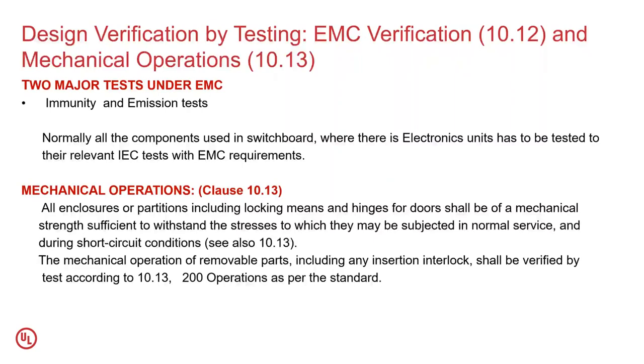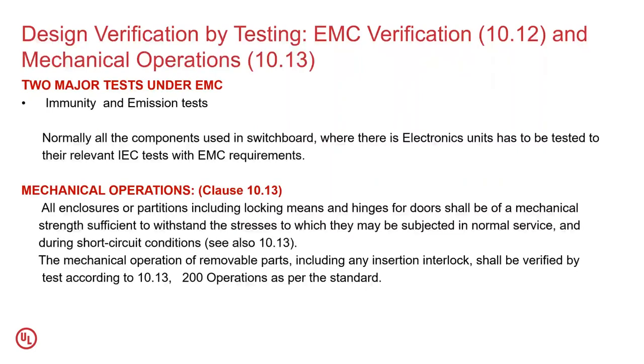In a switchboard, how much immunity can the switchboard have to tolerate external emissions? Because in the external environment, many, many electronic products are operating that add more emission to the switchboard. Does that switchboard have immunity to withstand that? Number one, like COVID, can I have immunity to withstand that? Otherwise, how much can I emit within the enclosure, within the switchboard, how much do electronic components emit outside. These two are the main tests under EMC. One is immunity and one is emission.